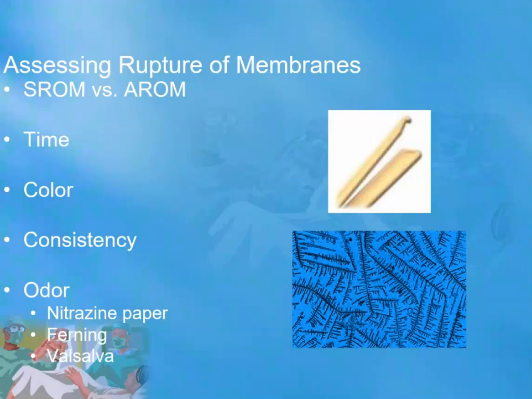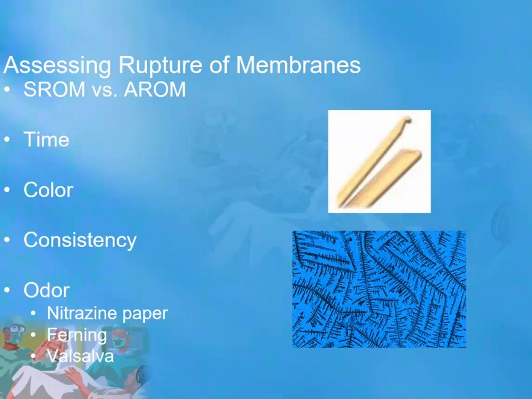Assessing rupture of membranes, so SROM versus AROM. So what is SROM? Spontaneous rupture of membranes. The water bag breaks on its own. It just pops, okay? A gush of fluid comes out. Mom could be in the department store standing in line, and all of a sudden there's a pop, and there's a pool of fluid around her feet. So it's not unlikely. It can happen anywhere, and it's spontaneous. So we never know when it's going to occur.